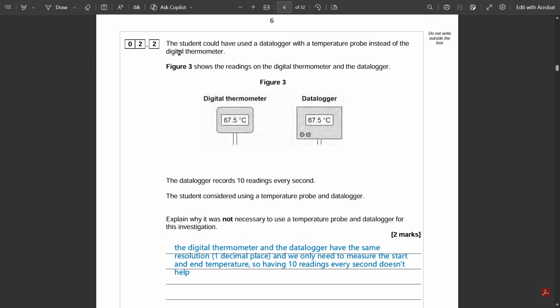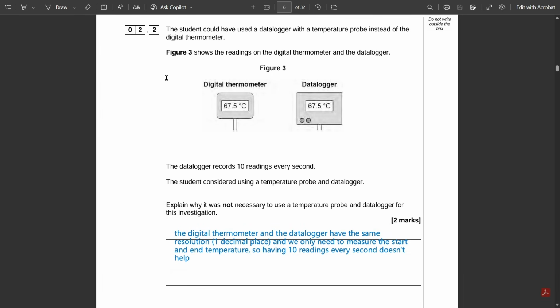Next on, question 2.2, the student could have used a data logger with a temperature probe instead of the digital thermometer. Figure 3 shows the readings on the digital thermometer and data logger, and they're both 67.5. The data logger reports 10 readings every second. The student considered using a temperature probe and data logger. Explain why it was not necessary.